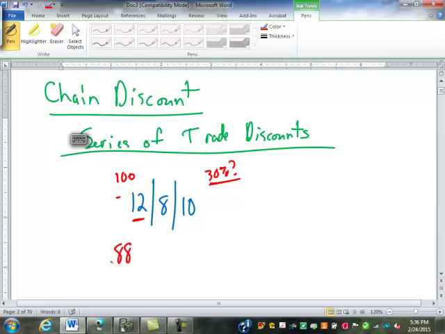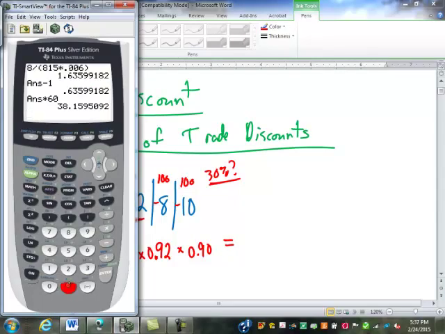So we're going to write that as a decimal, 0.88. Times, if we have an 8% discount, we're left paying 92 or 0.92. If we have a 10% discount, we're left paying 90 or 0.90. If we take those discounts one after the other, we're just going to multiply them up. 0.88 times 0.92 times 0.9 gives us 0.72864.